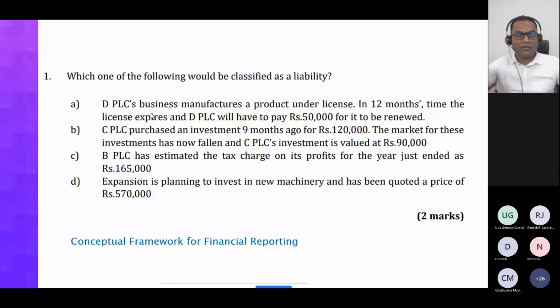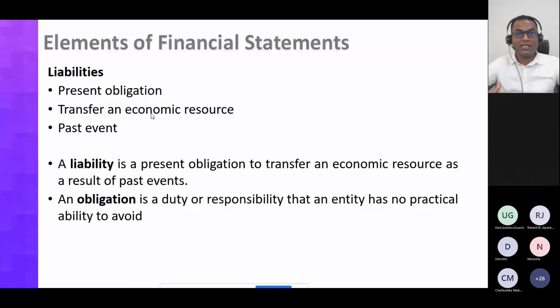In the conceptual framework for financial reporting, it recognizes the elements of the financial statements. There are 5 elements: assets, liabilities, equity, income, and expenditure. It defines what each of these elements means: what is an asset, what is a liability. Before answering the question, this is how the framework explains liabilities. It says it's a present obligation to transfer an economic resource as a result of a past event.